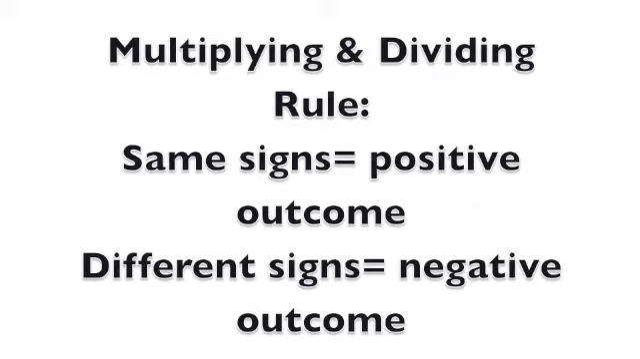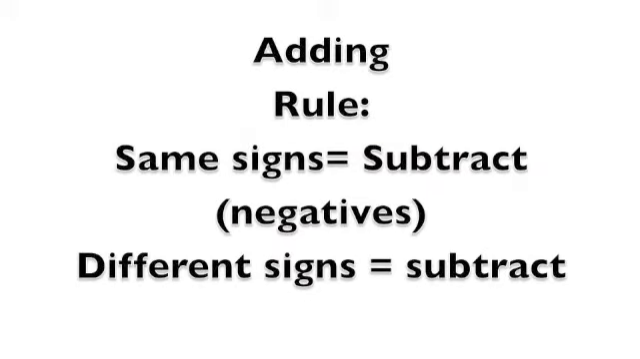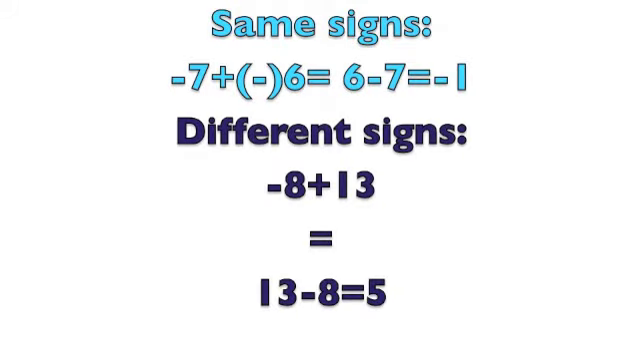Now let's do a quick recap on all the rules. The rule for multiplying and dividing would be the same signs become positive outcomes and different signs have negative outcomes. For example, same signs would be -5 times -6 equals +30, and different signs would be 9 times -3, which equals -27. Adding the same signs would subtract when you're using negative numbers, and different signs would also subtract no matter what. For example, same signs, -7 plus -6 is the same as 6 minus 7, which equals -1. Different signs, -8 plus 13 is the same as 13 minus 8, which equals 5.